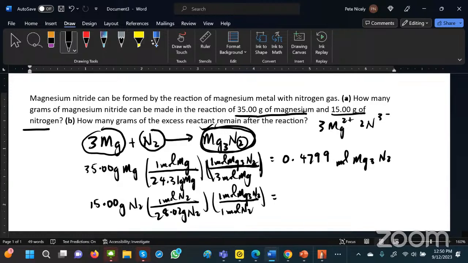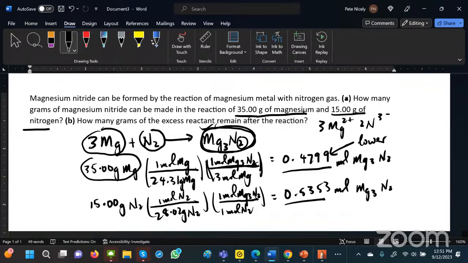Then we do the calculation for that one. 15 divided by 28.02 times 1. So that gives you 0.5353 moles of Mg3N2. All right. So what we do at this point is compare this number to this number. As you can see here, this one is the lower number, which means that it is the magnesium that is the limiting reactant, right? So that's basically how you answer the A part.